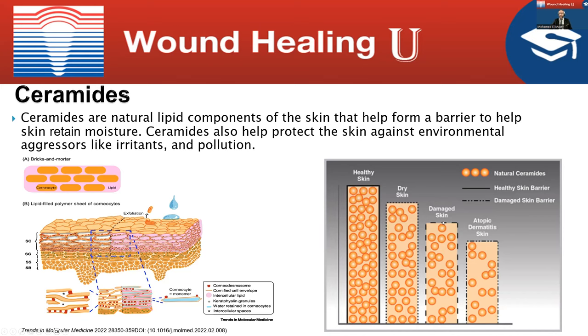As you can see from the right side graph, there is healthy skin with an intact skin barrier and an abundance of the lipid layer, or ceramides. With the drying of the skin, you will see that the lipid layer started to decrease and the skin barrier function started to be breached. With damaged skin this will be more prominent, and also with skin disease, as you can see in the last bar in the graph on the right side.